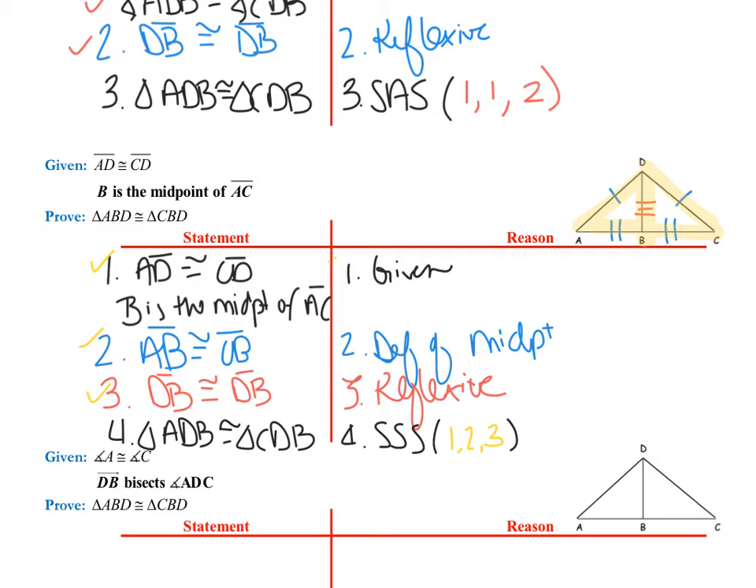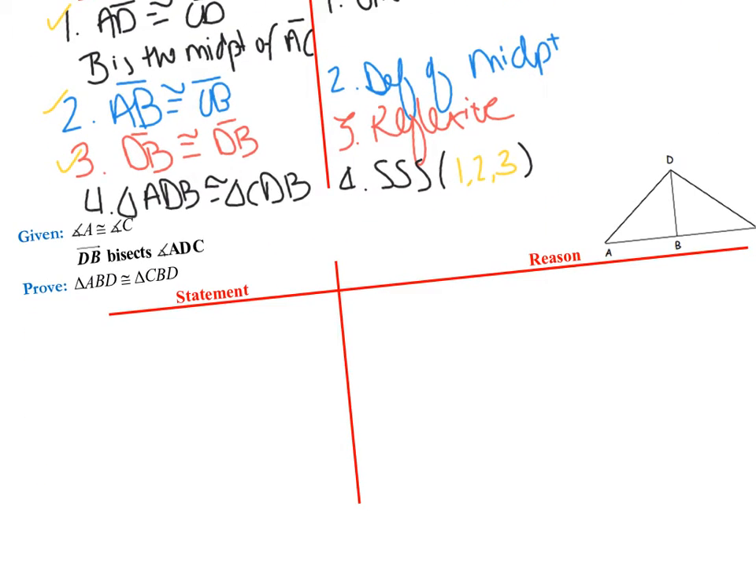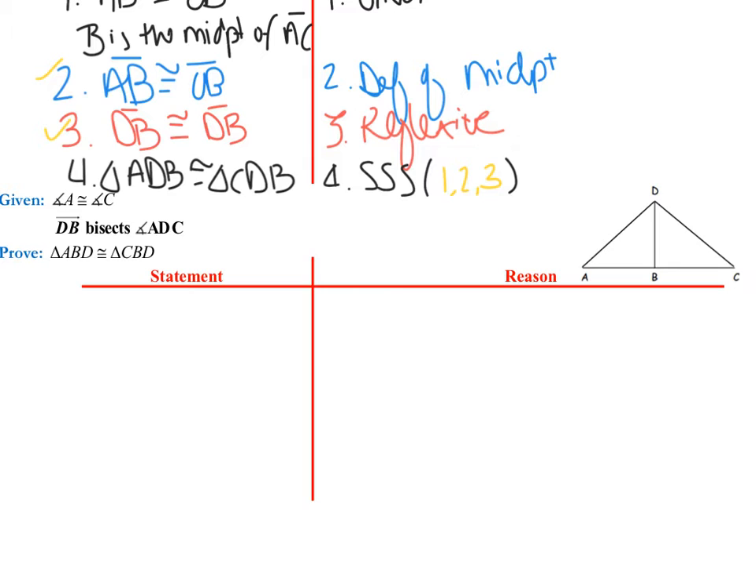Okay, in the next example, let's always start with our given. So we have angle A is congruent to angle C.